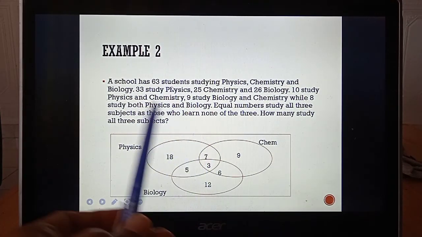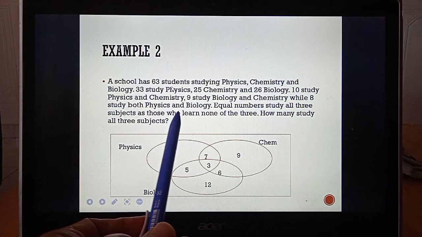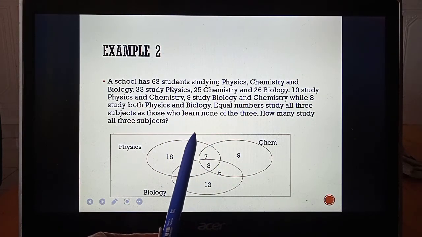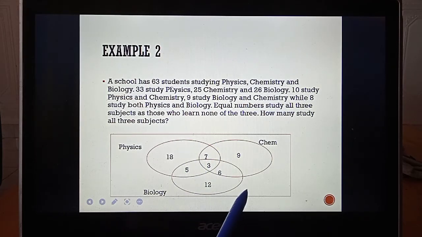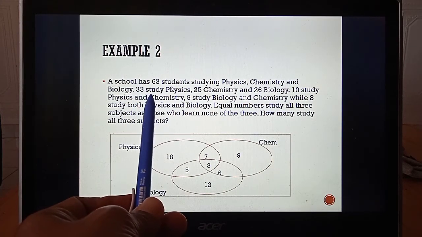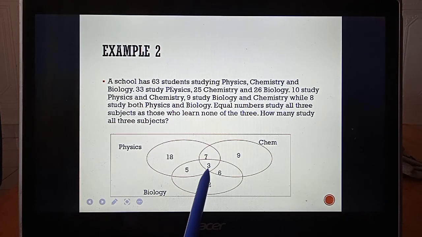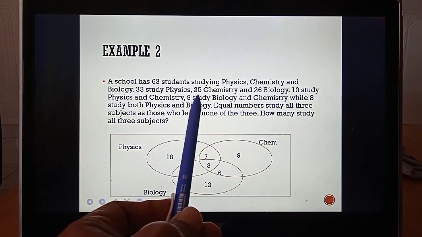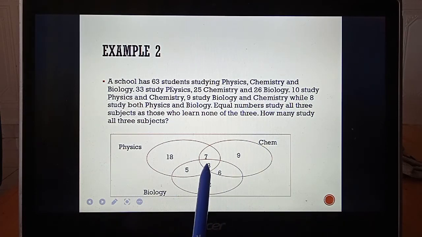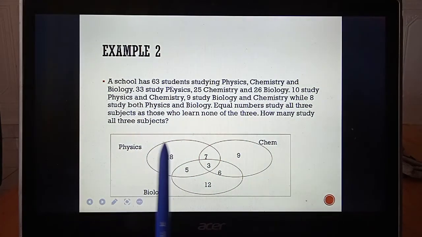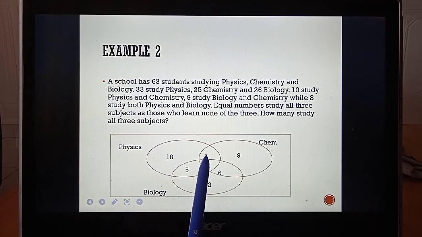So daripada maklumat statement yang diberi ni, kita boleh lukiskan ataupun paparkan dalam bentuk Venn diagram, bentuk yang macam ni. Kita ada 3 set iaitu physics, chemistry and biology. Okay, kemudian 33 study physics. So dalam physics ni mesti ada 33 number of students. Okay, 25 study chemistry and 26 study biology. Okay, so now 10 study physics and chemistry. So 10, 7 dan 3 ni 10, ambil dua-dua, physics dan juga chemistry.